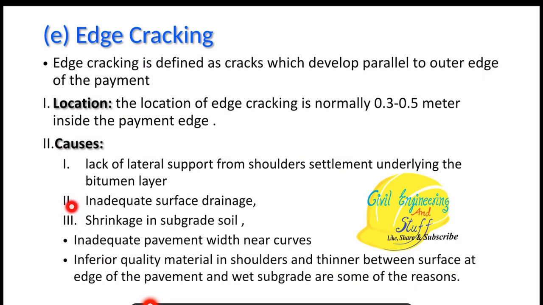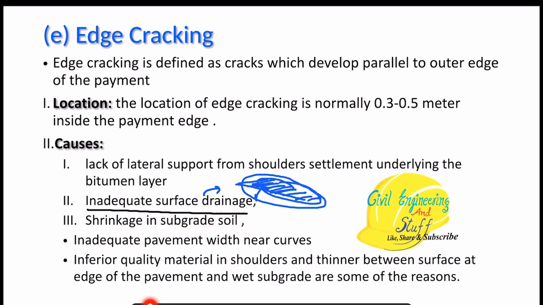Another reason for edge cracking can be inadequate surface drainage, which gives water the chance to collect right at the edge level, and we know that still water is the worst enemy of bitumen. Along the edge, this stagnant water will cause stripping of the bitumen at the edge, and because of this the cracking right at the edge level will take place.